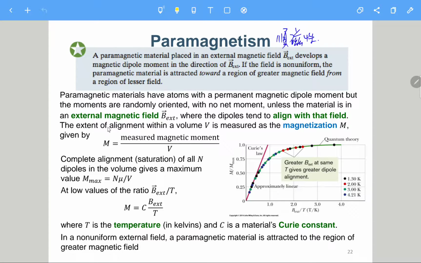And so the extent of the alignment within a volume is measured as the magnetization. Actually I don't really know what it is, so there's only a simple equation called Curie's law.